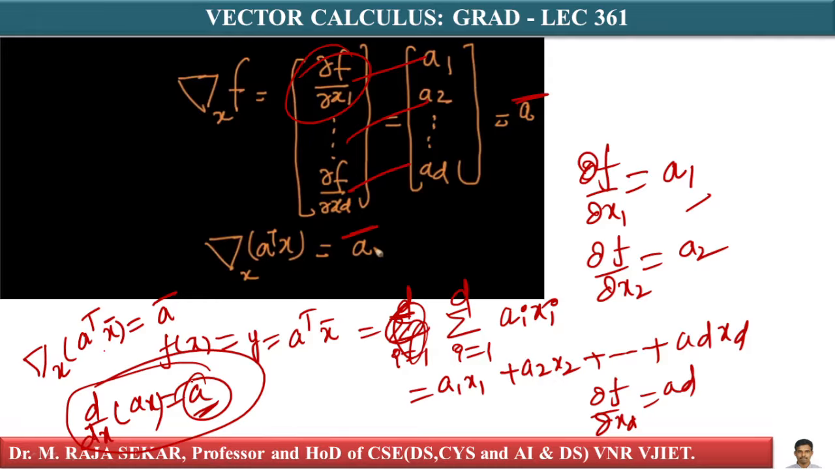So there is a lot of similarity between vector differentiation and scalar differentiation. But the most important thing you have to note is that a bar here is a vector.